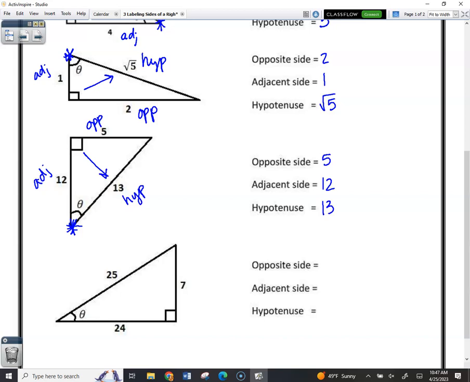Okay, on this one, right angle, side farthest away is the hypotenuse. Go to the angle that's marked theta. What's the side opposite of theta? 7. And then what's the side adjacent to theta? 24.